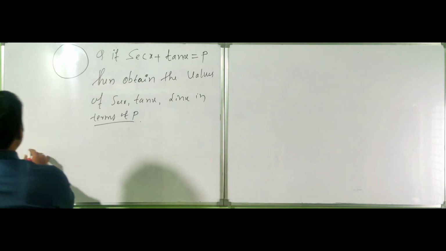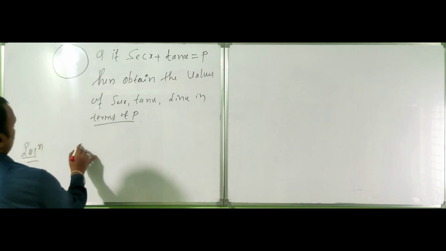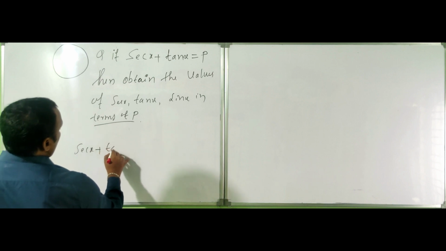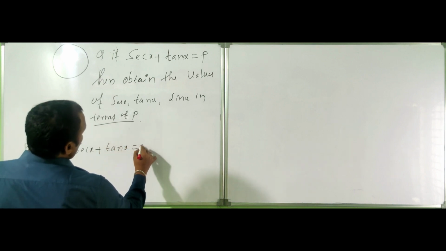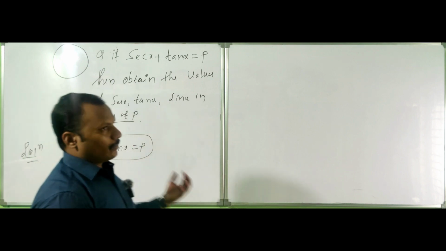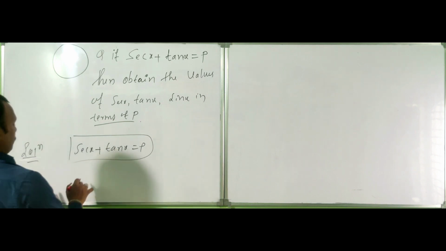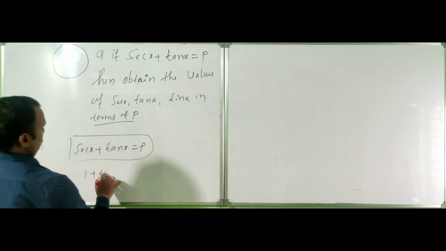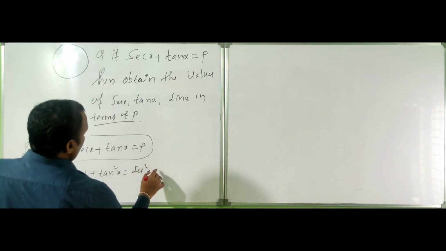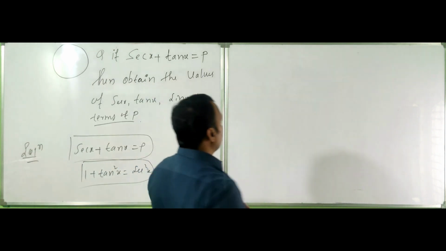The solution is a given condition: sec x plus tan x is equal to p. You should write all the functions in terms of p only. Next, 1 plus tan square x is equal to sec square x. This is our formula. So what does it mean?